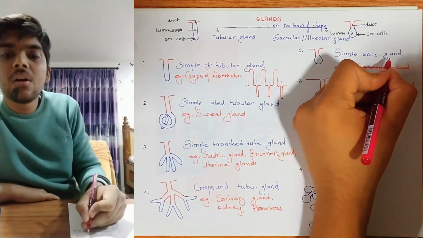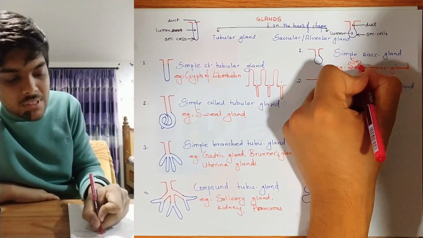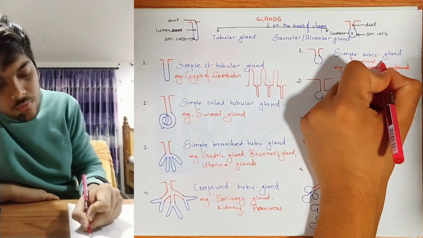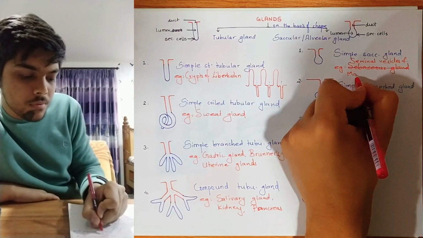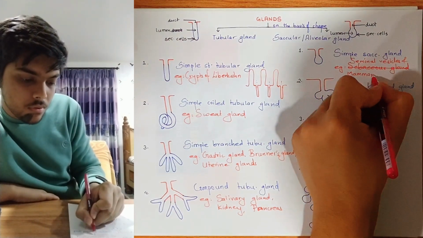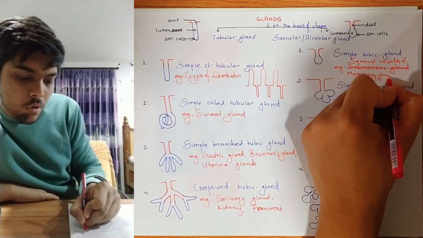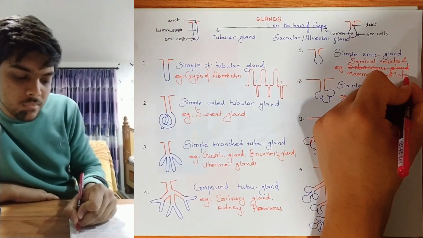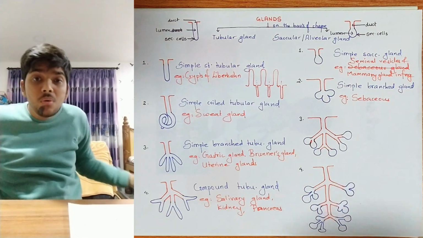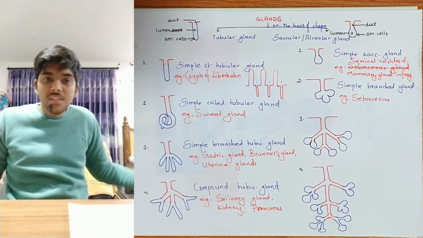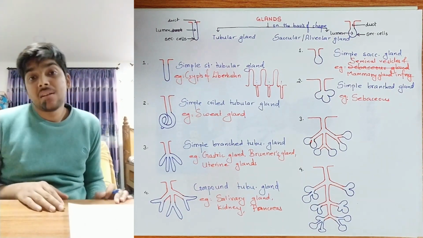Your simple saccular gland consists of seminal vesicle and mammary gland found in frog. I know it's quite boring, but what can I do? Nothing. Teach you what's given in the book. And you gotta learn somehow.